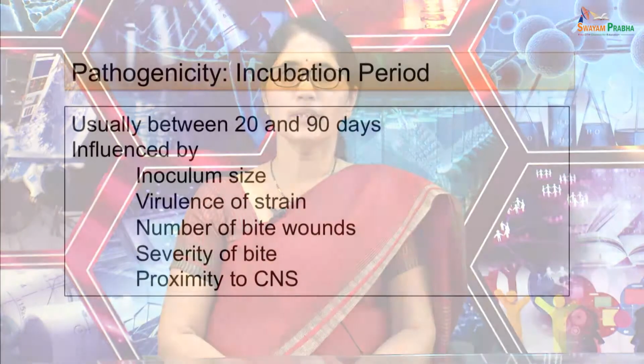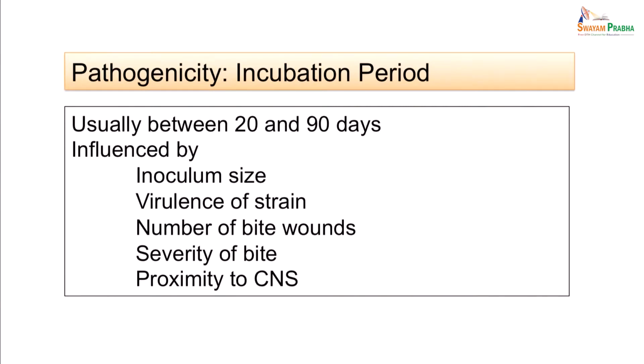Now, the incubation period is usually between 20 and 90 days. The virus is most commonly transmitted by the bite of the infected animal, but sometimes the virus can also be transmitted by the transplantation of organs or tissues which are infected with the virus. So, cases with organ transplantation like corneal transplant, kidney and liver transplant have also been reported. The usual incubation period is about 20 to 90 days, but an incubation period as short as 4 days and as long as 19 years has also been reported in the literature.